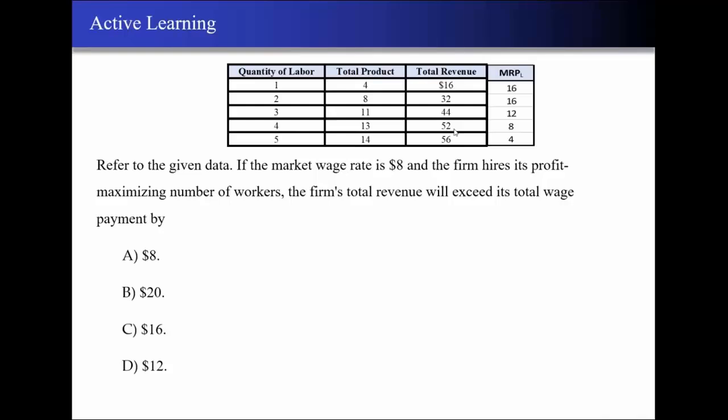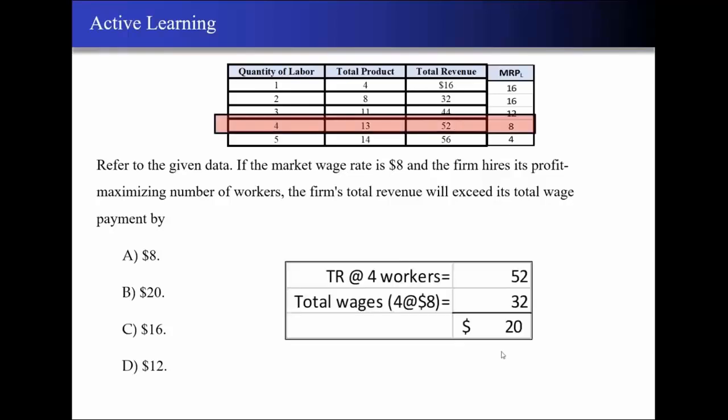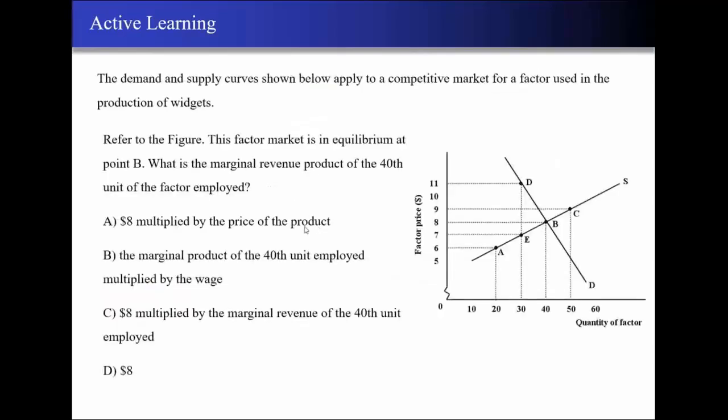Can anyone tell me what the total expenditure on labor would be if we hire 4 workers? Yeah. So we have 4 workers, each of them we have to pay $8, so it would be 32. And so the answer here is 20, because it's asking for the difference: how much would the revenue exceed the total wage payment?